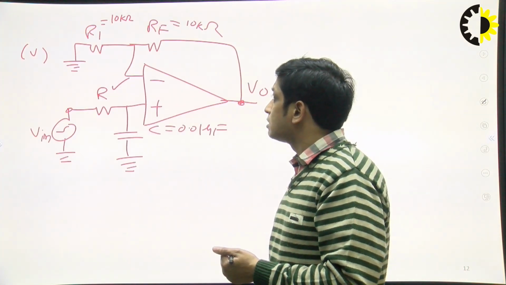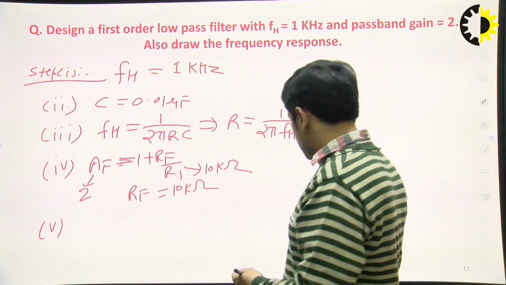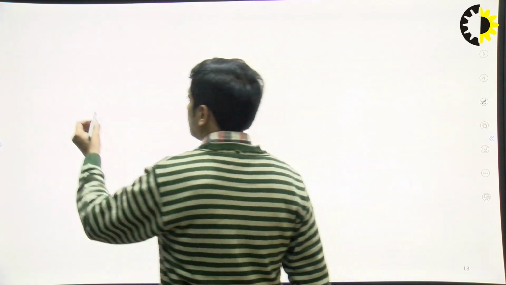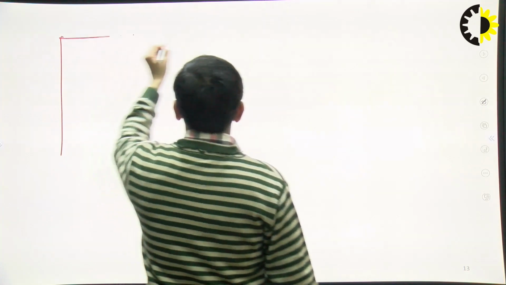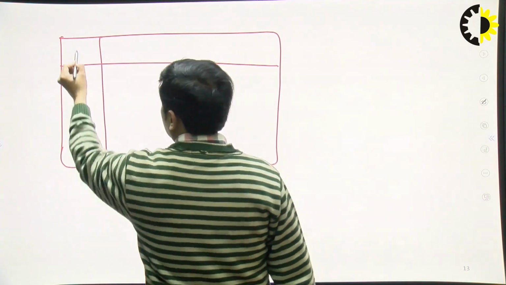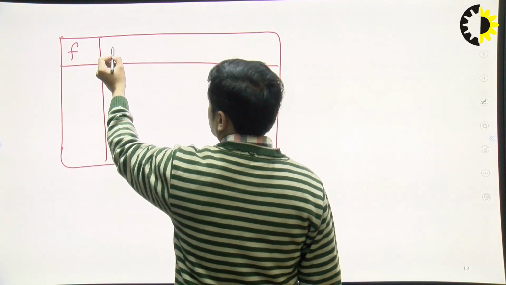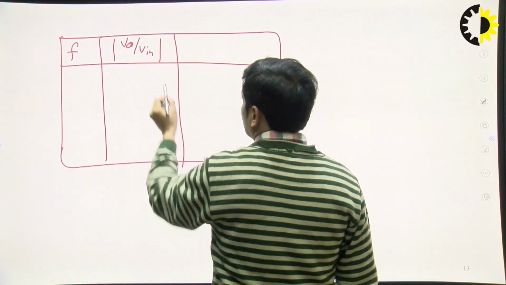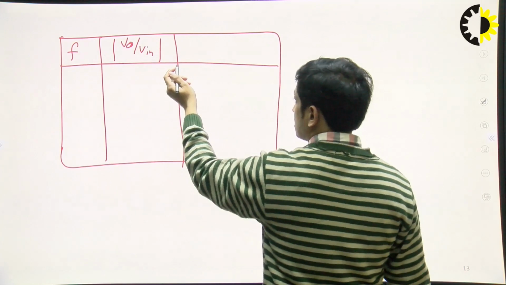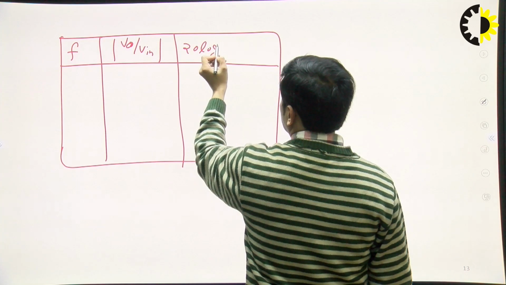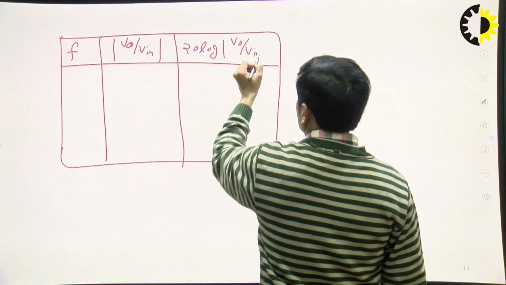And also in this question, you have to draw the frequency response also. So to draw the frequency response, although you have drawn the frequency response of the first order low pass filter, but in the numerical, you have to make this table. The first column will be frequency. F is the frequency of the input signal. Then calculate the value of mod V0 upon Vin. Then convert this voltage gain into dB, because in the frequency response at the y-axis there is a voltage gain in dB. So in dB it will be 20 log mod V0 upon Vin.